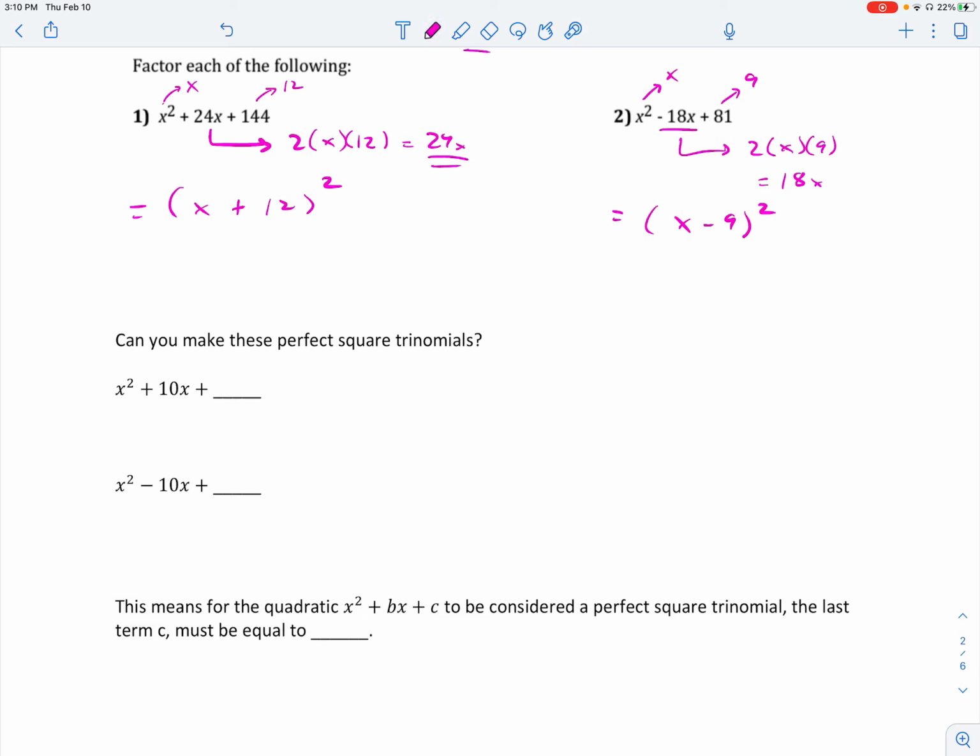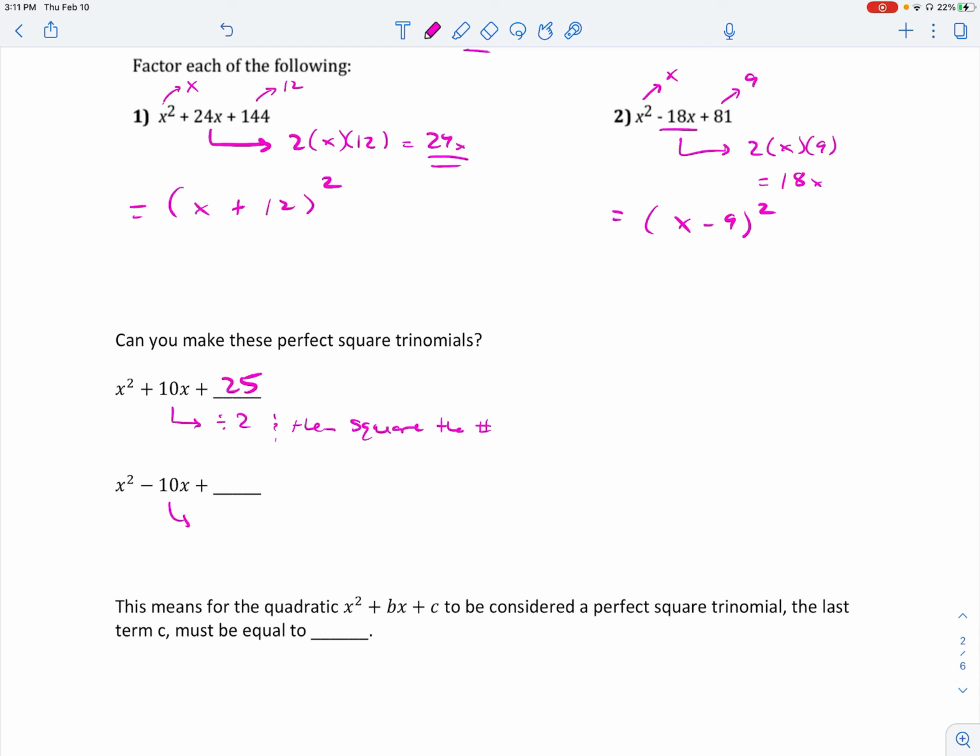Okay, welcome back. That second term here, well, it's kind of easy. I just need to take this and reverse my process. I'm going to divide by 2 and then square the number. So for this one, 10 divided by 2 is 5. 5 squared is 25.